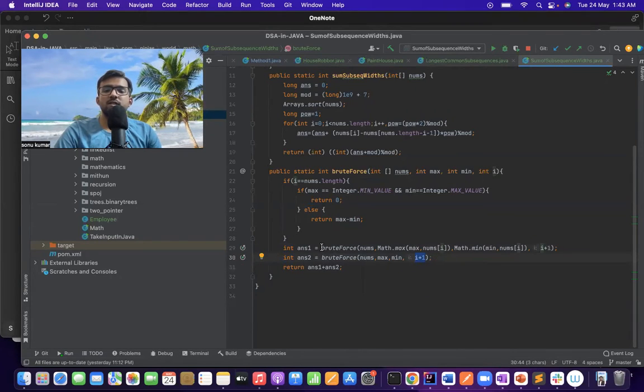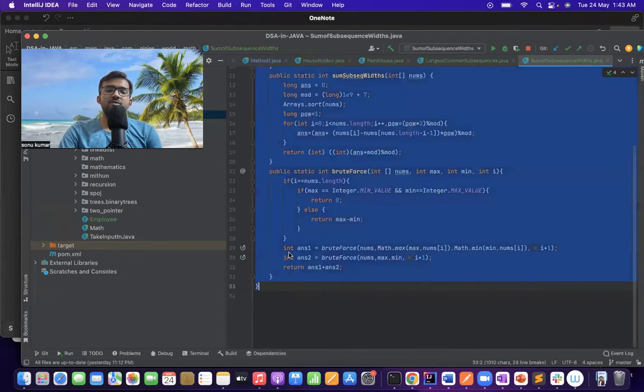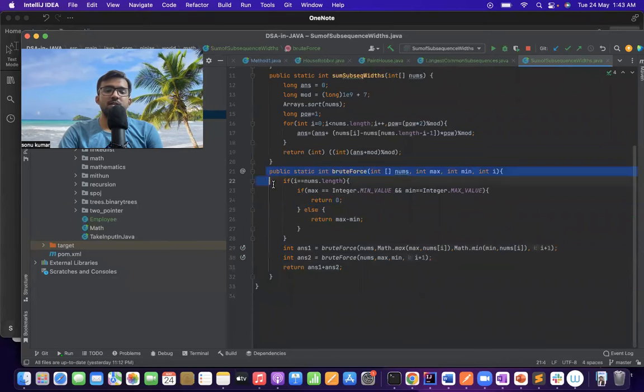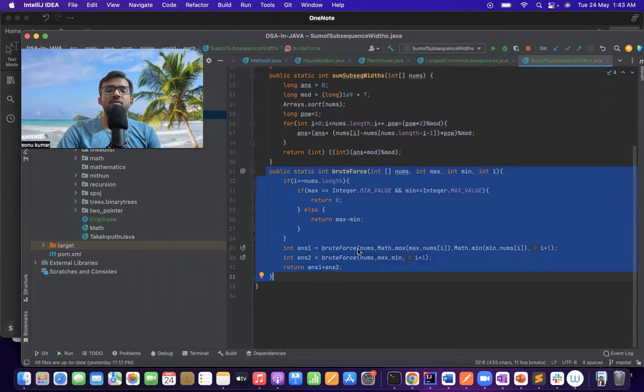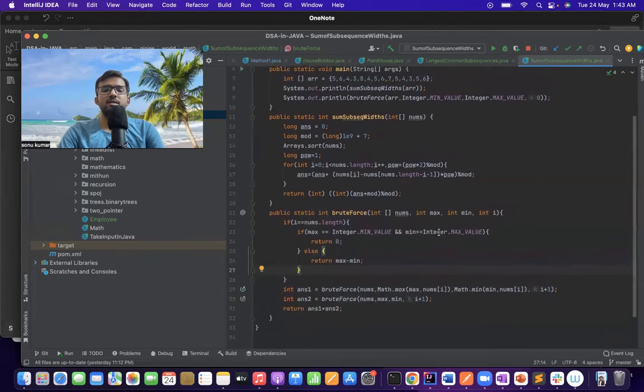Once the recursion gives these two answers, we just add them and return. So this is the brute force approach, and it will go exponential. I recommend that you try this solution with a dry run. Then you will be able to see how it is happening. Otherwise, you will not get the idea of how the code is internally working.